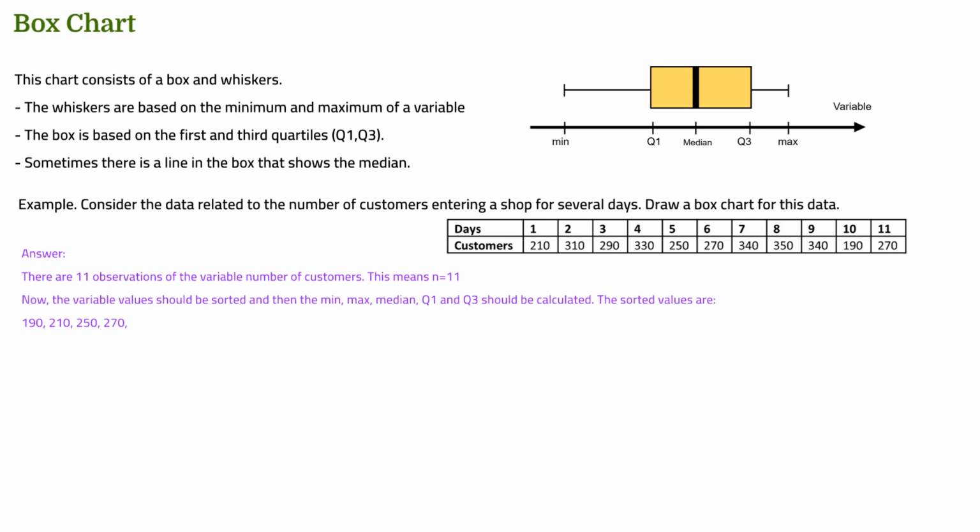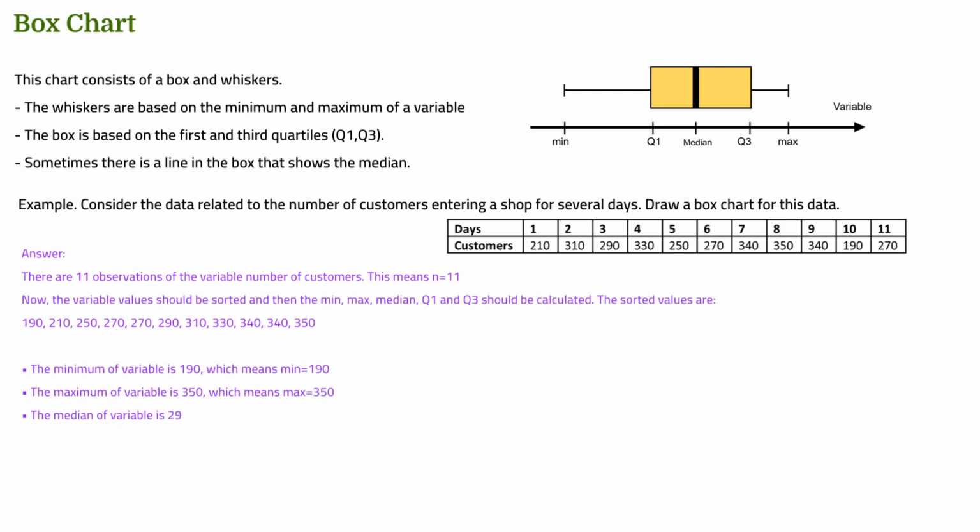The sorted values are 190, 210, all the way up to 350. The minimum of the variable is 190, which means min is equal to 190. The maximum is 350, which means max equals 350. The median of the variable is 290, with 5 observations on each side of this median.